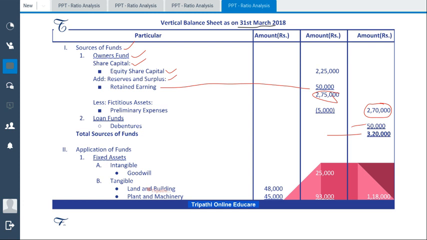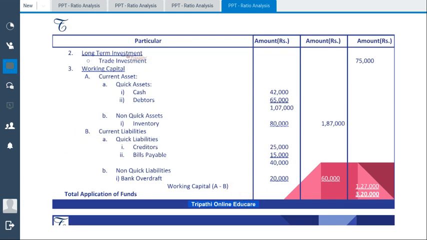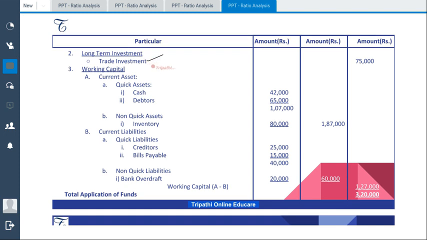Then tangible, under tangible we have taken land and building 48,000, plant and machinery 45,000. So total of this is 93,000. So intangible plus tangible fixed asset will give you total fixed asset, which is 1,18,000. Right? Next, long-term investment, we have trade investment under that. So we have taken 75,000 as our trade investment.